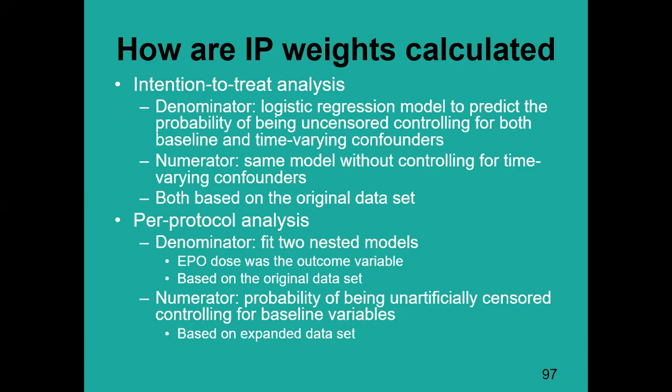Now, for the estimation of weights, you need to use the original data sets for calculating the inverse probability weights. And there are different ways to calculate weights for intention-to-treat analysis and per-protocol analysis. For intention-to-treat analysis, we need to adjust for loss to follow-up. For per-protocol analysis, we need to adjust for both loss to follow-up and artificial censoring.